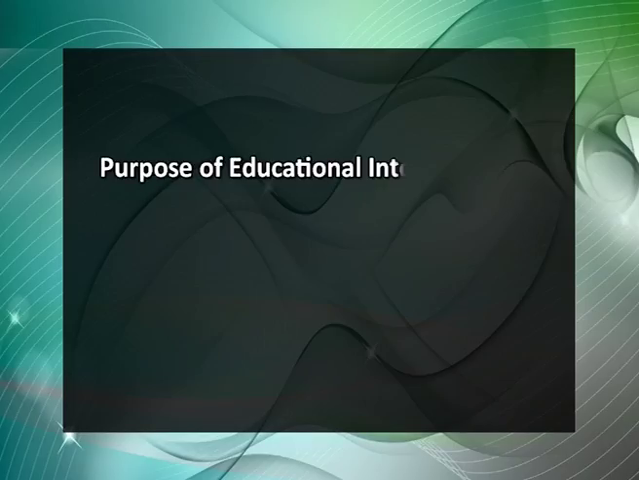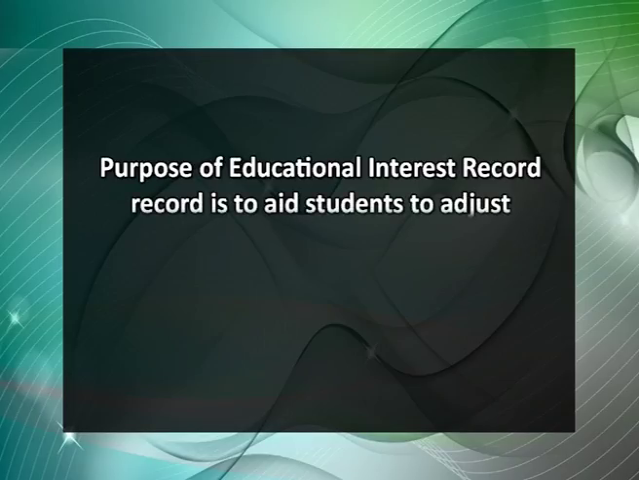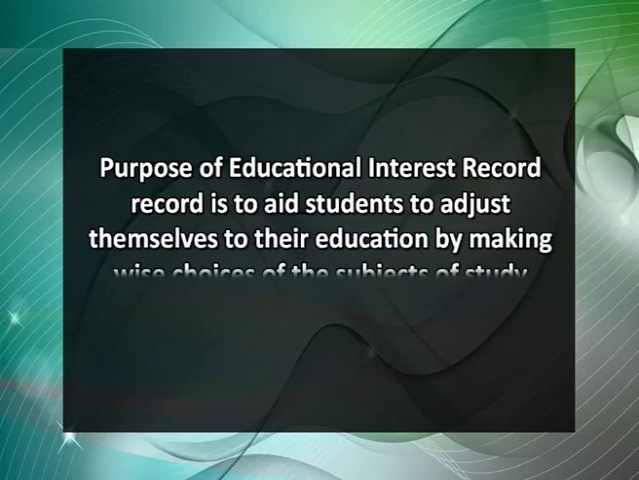Educational interests are defined as one's own pattern of preferences, likes and dislikes preferred in any manner, wisely or unwisely by self or by any other source for a given educational area or subject. Therefore, the purpose of this record is to aid students to adjust themselves to their education by making wise choices of the subjects of study. Only by making right choice will each child be able to utilize his educational potentialities to the maximum possible extent. The record contains 98 educational subjects belonging to 7 different educational interest areas.